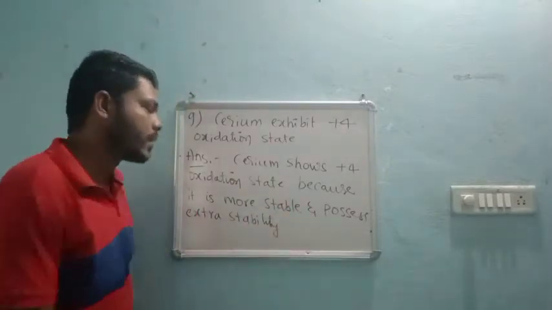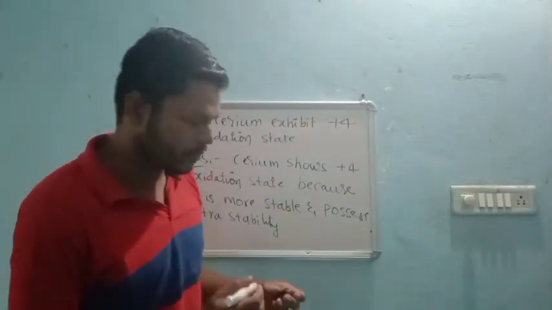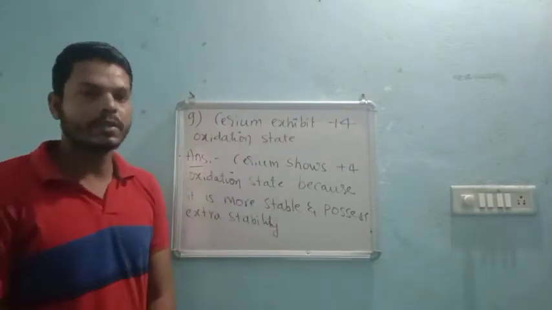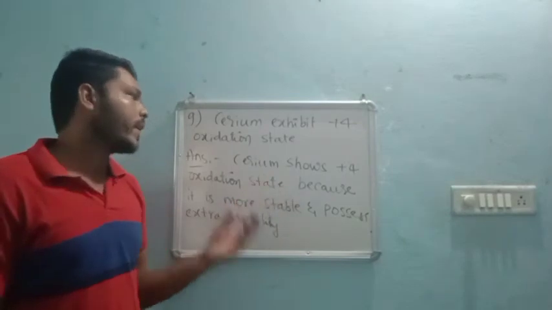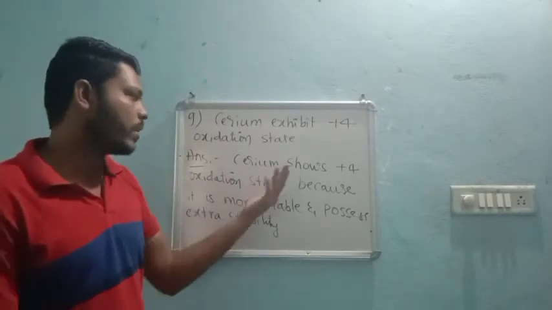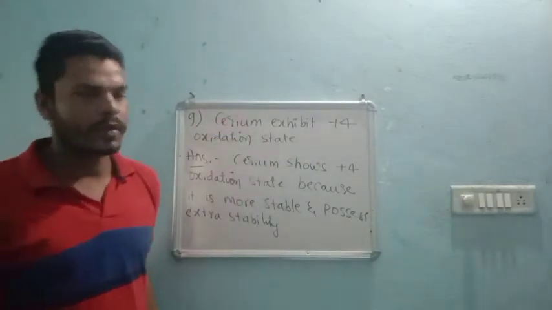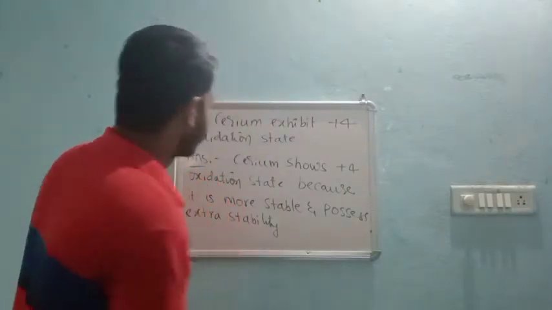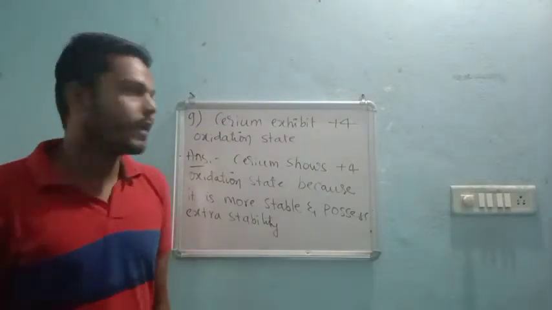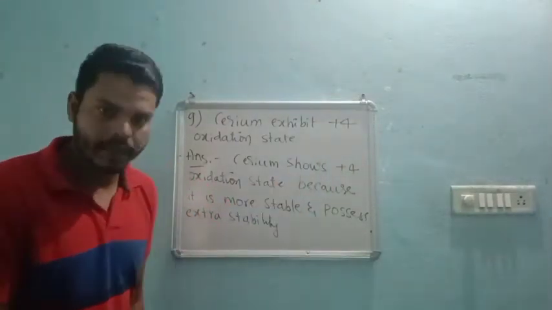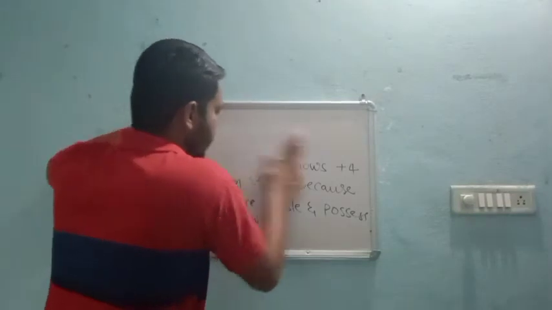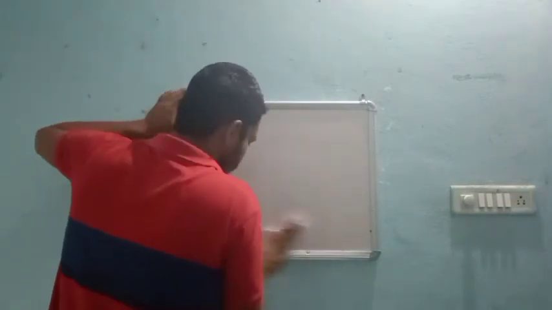And it possesses extra stability, because just to show the stability, they show different oxidation states. This is very easy. If you know why they show it, you can write a general answer also. How you understood the stability, you can write that answer also. So cerium shows the +4 oxidation state because it is more stable and possesses extra stability in the +4 oxidation state. So that's why it is showing the +4 oxidation state. Now the next one, question number 10.